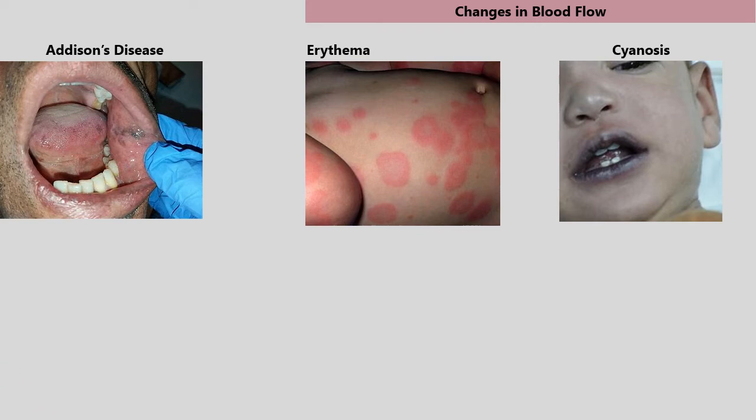Now your change in blood flow can also affect the color of your skin, no? Usually, itong change in blood flow, hindi siya long-lasting. And usually, they disappear in few minutes or hours. Pero merong mga conditions naman that would take longer, no? Example ng ganitong conditions are your erythema and cyanosis. Okay, let's talk about erythema first.